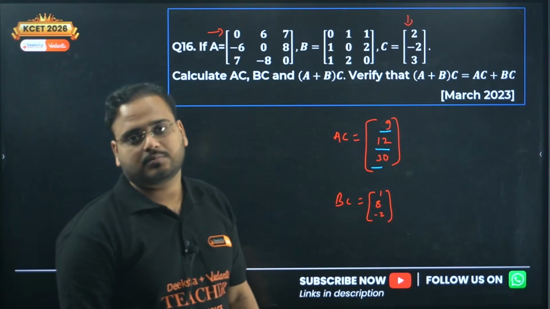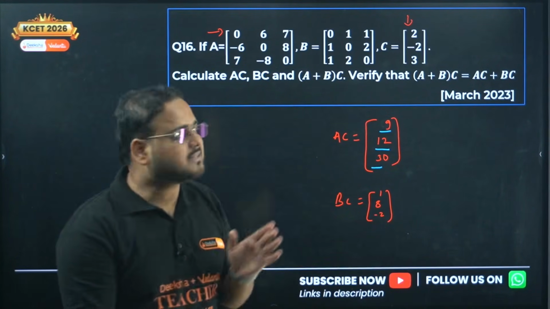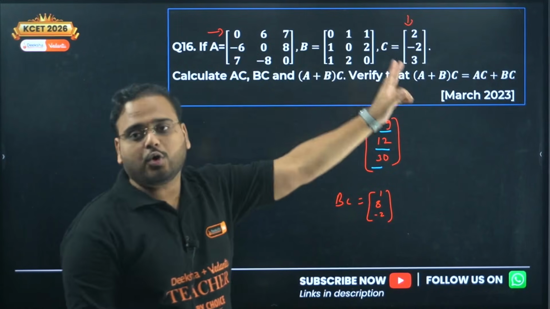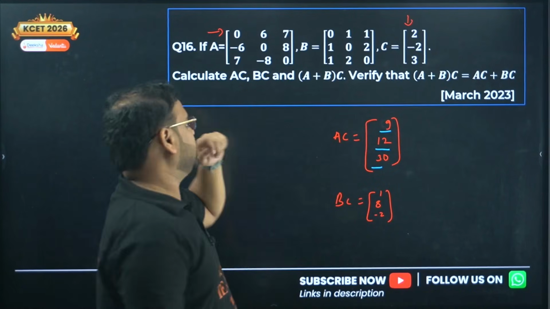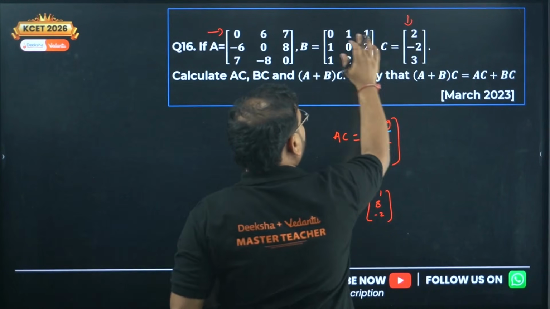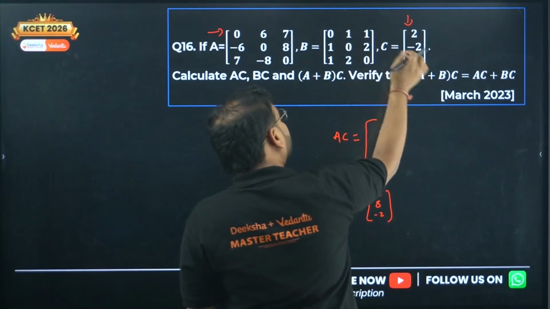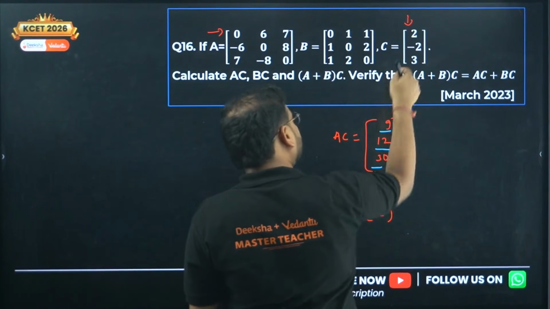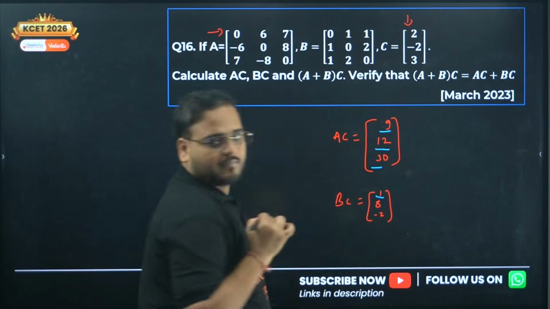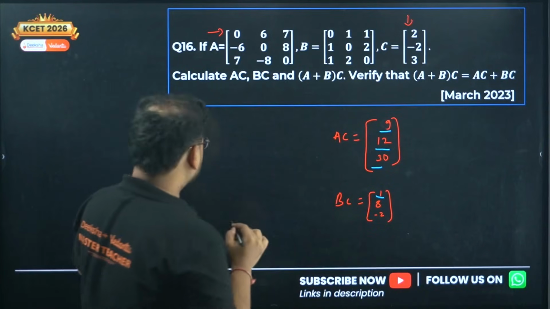So AC is known. I hope all of you know how to multiply this. A to C, row to column, 1 by 1. Next, BC. Okay, sir. 0 into 2, 0. 1 into minus 2 is minus 2. And 1 into 3 is 3. Minus 2 plus 3 is 1. Okay. I hope this is visible.